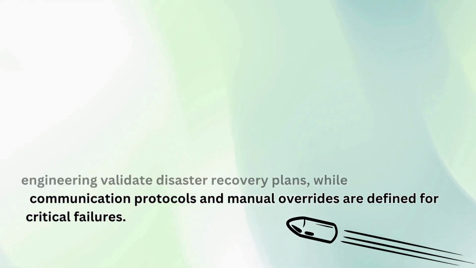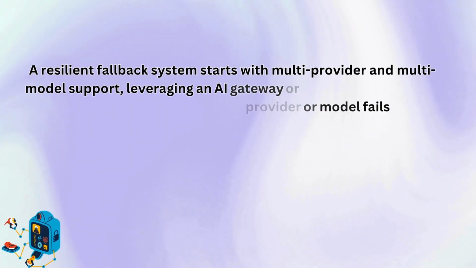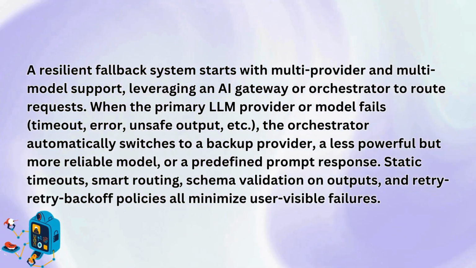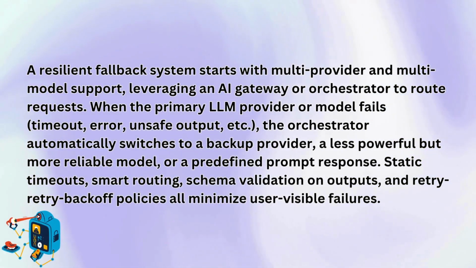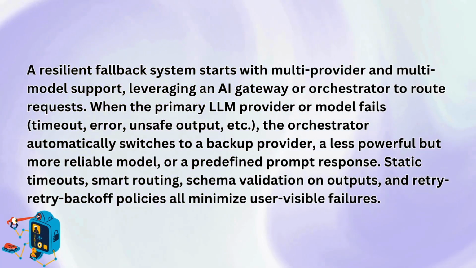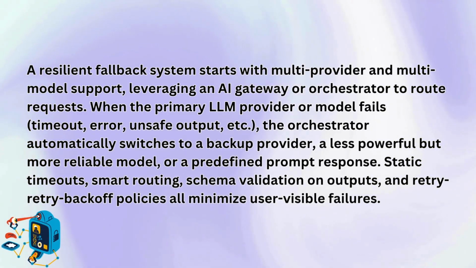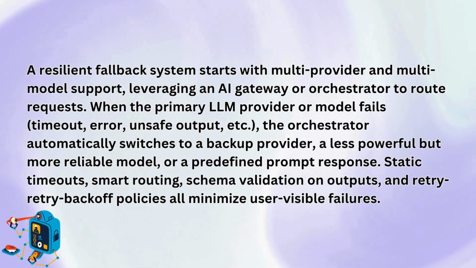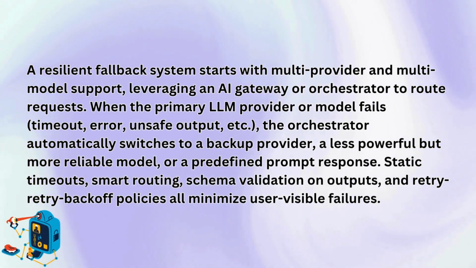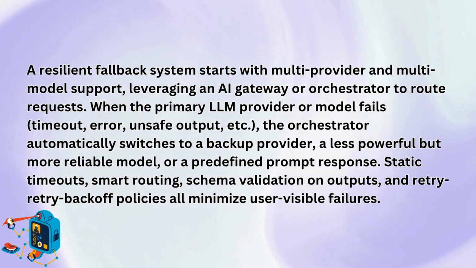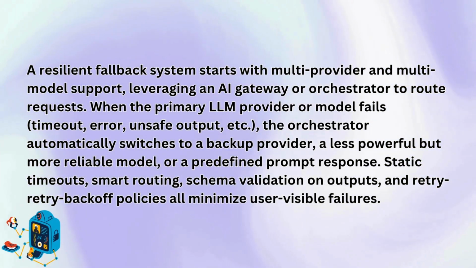for critical failures. How do you implement a layered fallback system for LLM-powered applications? A resilient fallback system starts with multi-provider and multi-model support, leveraging an AI gateway or orchestrator to route requests. When the primary LLM provider or model fails (timeout, error, unsafe output, etc.), the orchestrator automatically switches to a backup provider, a less powerful but more reliable model, or a predefined prompt response. Static timeouts, smart routing, schema validation on outputs, and retry backoff policies all minimize user-visible failures.